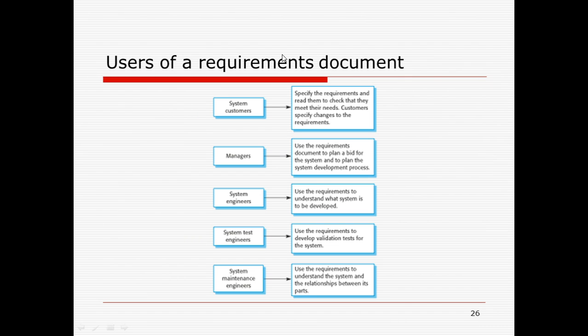There are many users of the system requirement document, and these different stakeholders of the system use the requirement document from different perspectives. They use it for different purposes. Some of the users of the requirement documents are the system customers, managers, system engineers, system test engineers, and system maintenance engineers. So as you can see, the system customers are non-technical people who are the end users of the system.